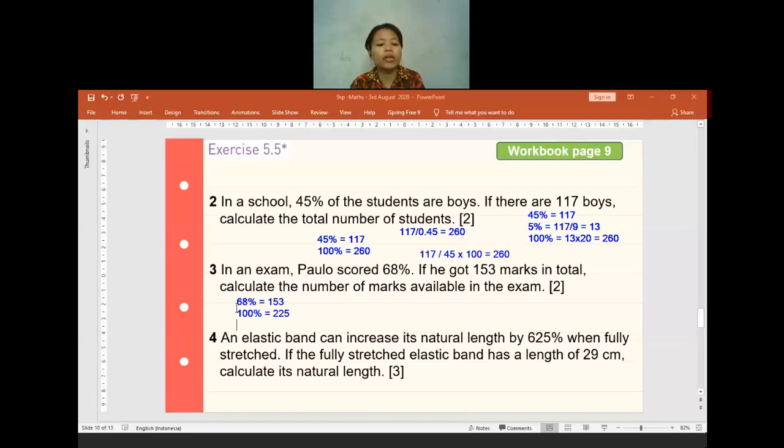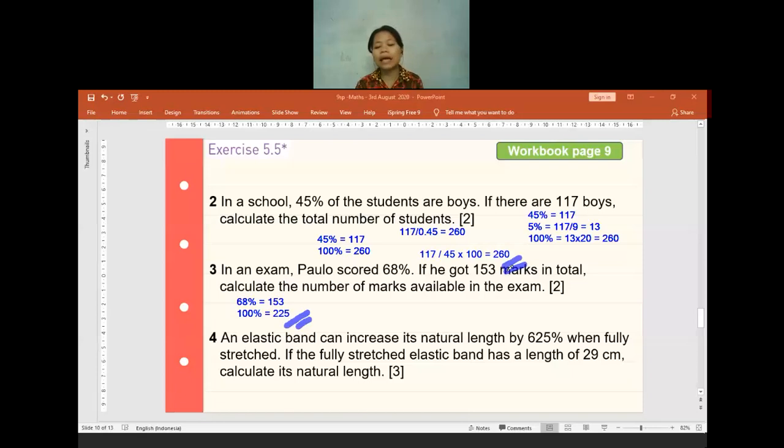Okay, if you have no question, I will just continue to question 4. For question 4, an elastic band can increase its natural length by 625% when fully stretched. If the fully stretched elastic band has a length of 29 cm, calculate its natural length.